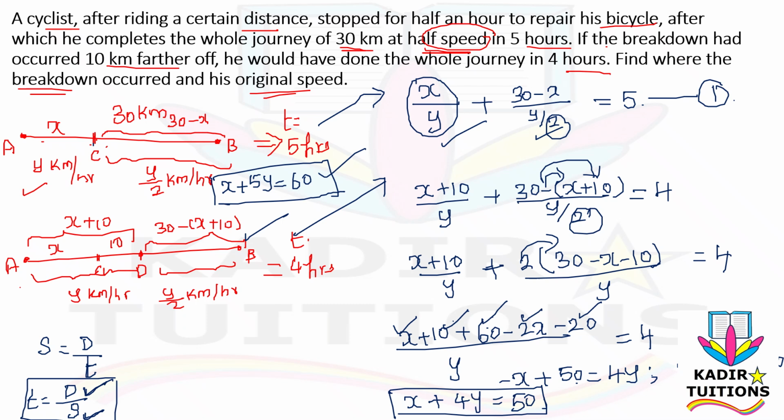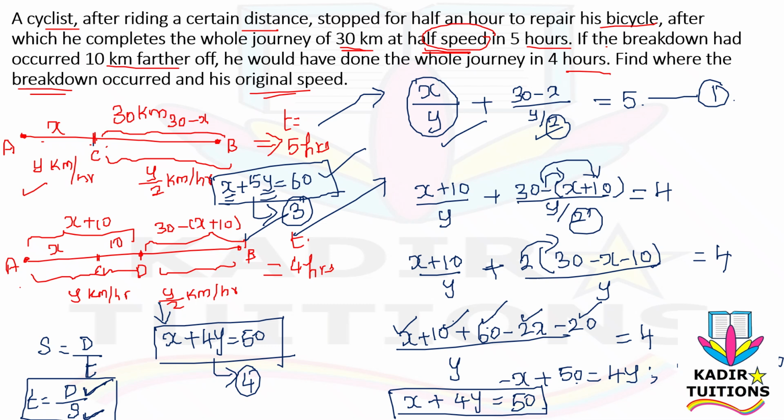So can I write this equation over here? So for the second case, what equation did we get? x plus 4y equal to 50. So consider these two equations. The simplified linear equation from the first case, mark this as third equation, and the simplified linear equation which we got from the second case, mark it as 4. So now if we solve third and fourth equation, we will get x as well as y.